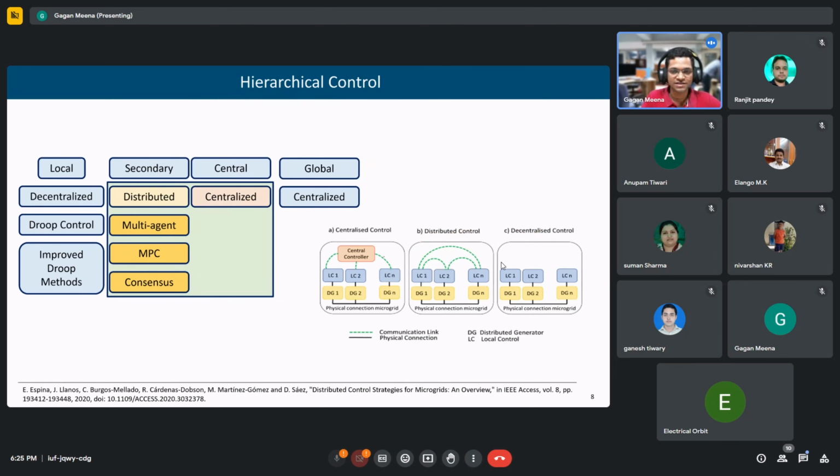So this is centralized. Here we have only a central controller, which is connected to each local controller through a communication link.